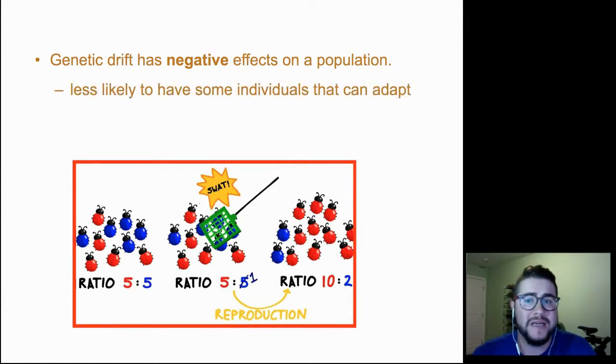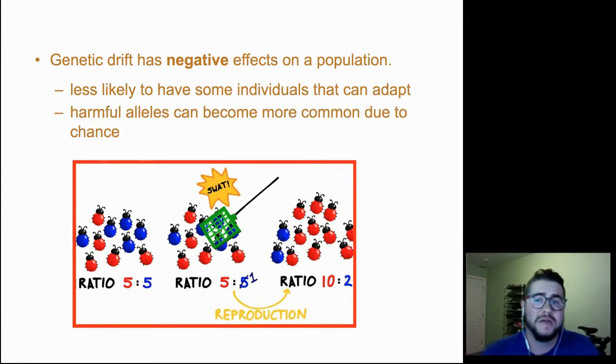Generally, genetic drift has a negative effect on a population, because you are decreasing the genetic diversity in that population. So it's less likely that some individuals can adapt, and harmful alleles can become more common in these populations because there's less genetic diversity.